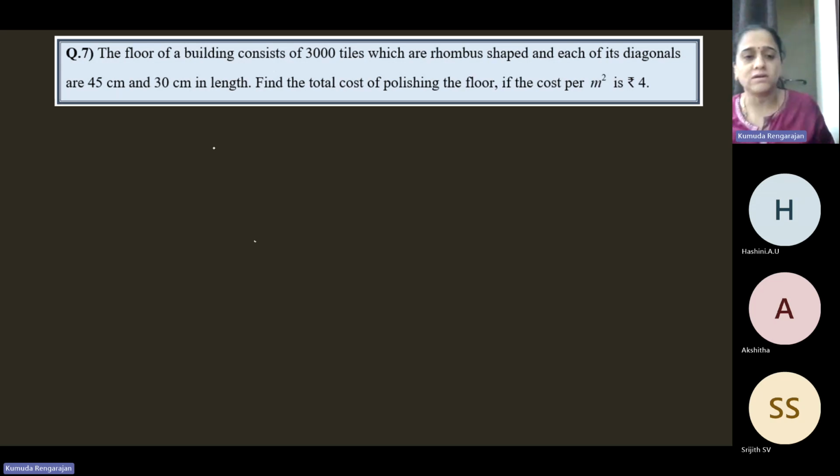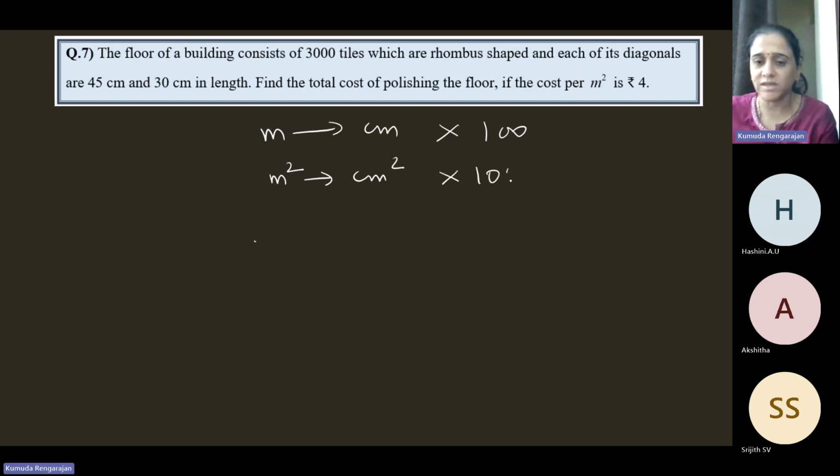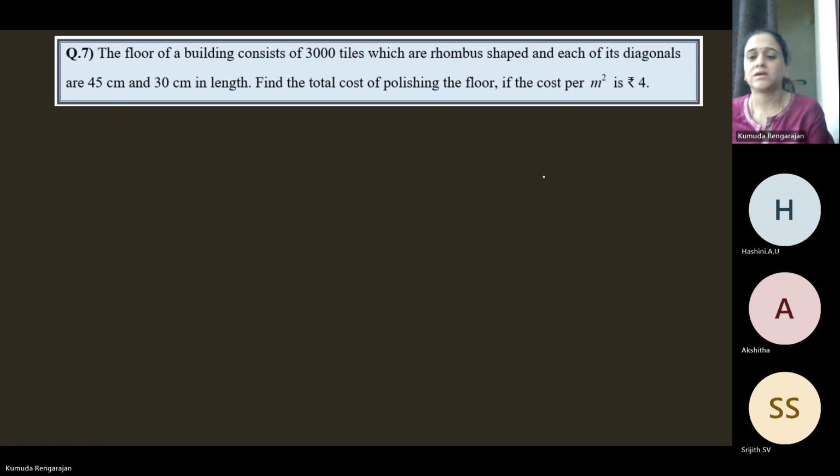Now, to convert meter to centimeter, what do you do? You need to multiply by 100. To convert meter square to centimeter square, you need to do that action 2 times. That means into 100 into 100, which means into 10,000. Do we know the metric chart? Millimeter, centimeter, decimeter, meter, decameter, hectometer, kilometer.